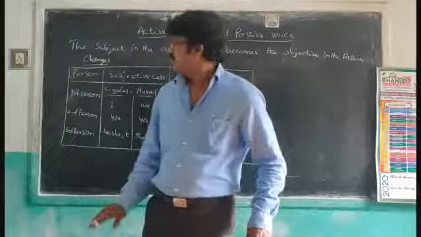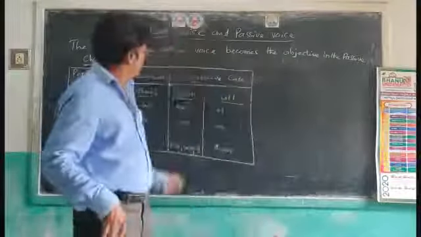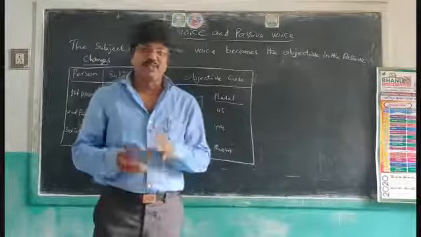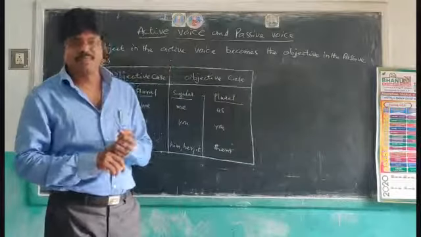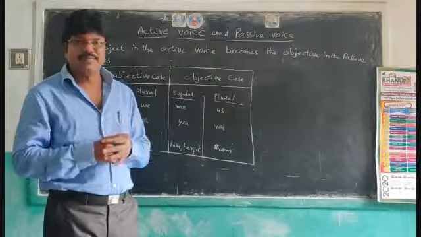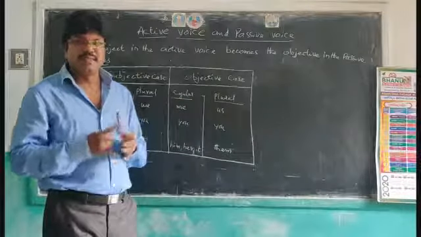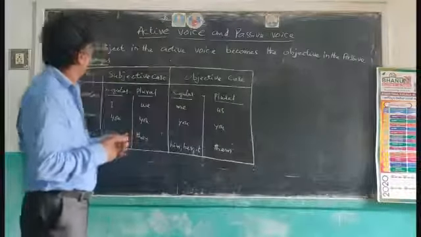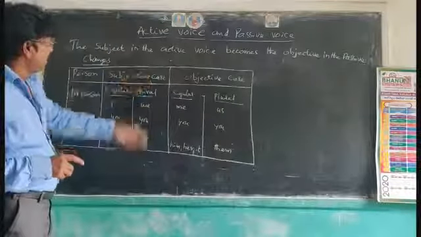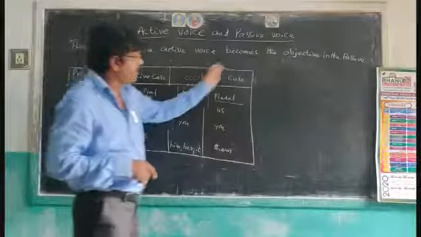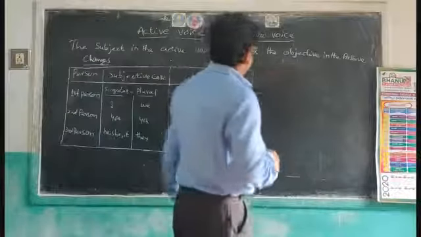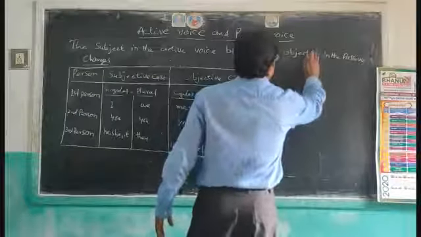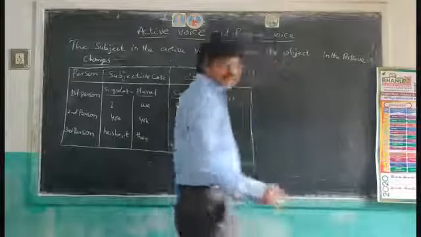Okay, children, this table is very important for changing active voice to passive voice. Watch and listen carefully and use it yourself. The subject in the active voice becomes the object in the passive voice.